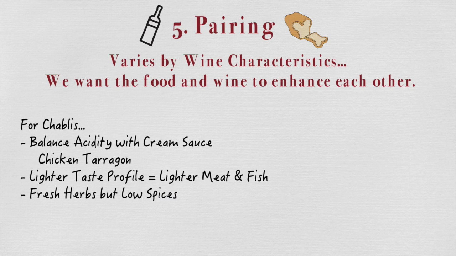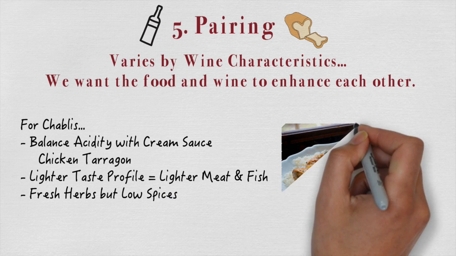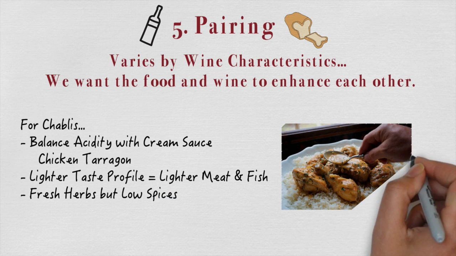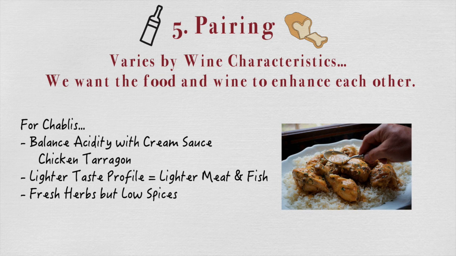So for example, Chablis, you want to balance the acidity with a cream sauce. You have a lighter taste profile with a Chablis, so you want lighter meat or fish. Lobster goes well, shellfish, etc. And fresh herbs, but you want to make sure that you have low spices. So a really spicy food would not work well with a Chablis. So for example, what's better than this chicken tarragon?